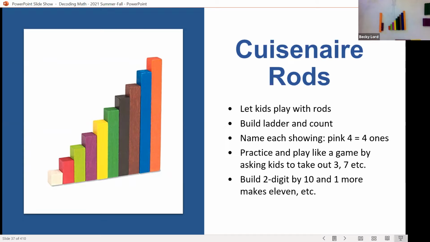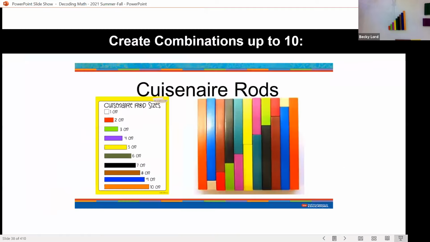So 10 and 4 is 14. Another 10 and 4 is 24. Another 10 and 4 is 34. So you can build different numbers this way. And that's a great strategy to use.